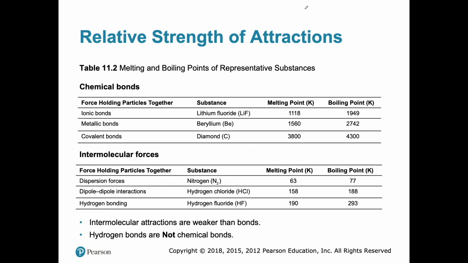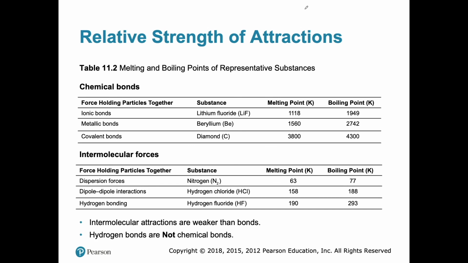And notice, down here, when we have dispersion forces, the boiling point is 77K, which is really low. Dipole-dipole interaction, boiling point is what? 188K, really low. Hydrogen bonding, 193K, about 100 degrees Celsius. So it's stronger, right? Because that's what DNA is. That's what water is. That's why you got to go to 100 degrees to boil water.